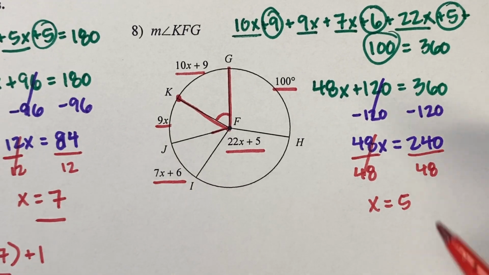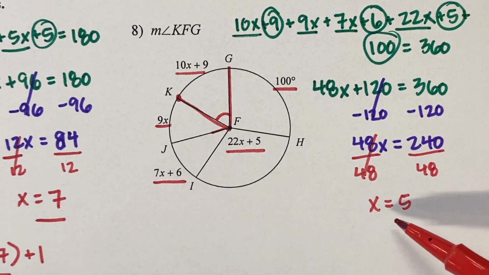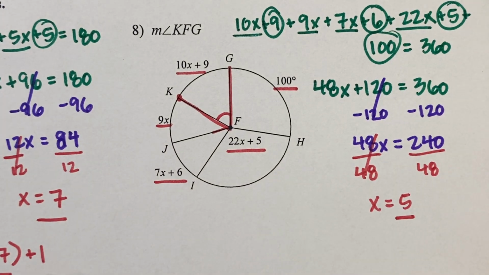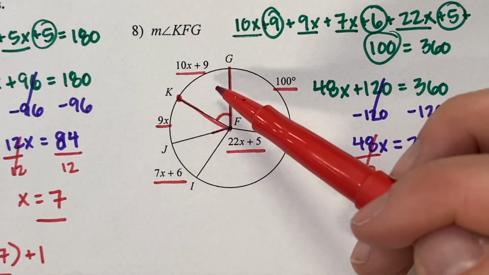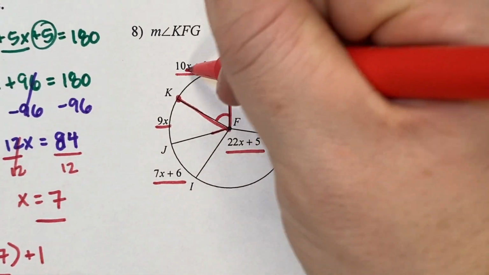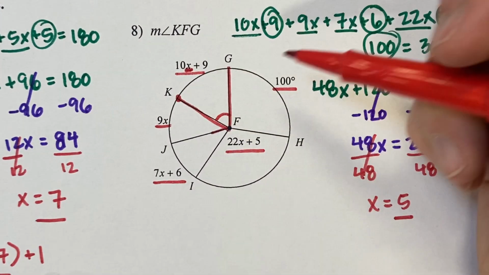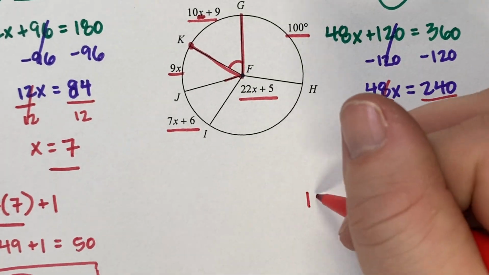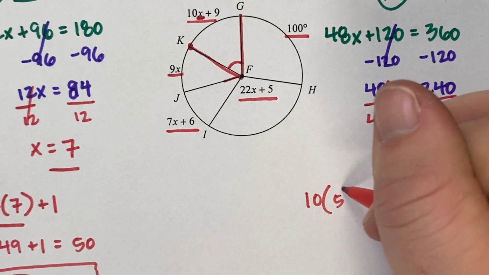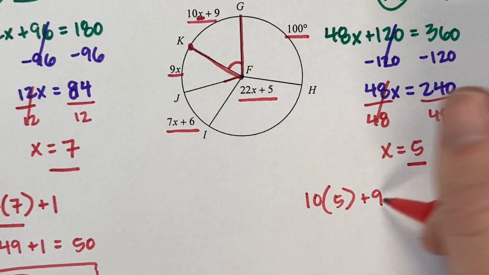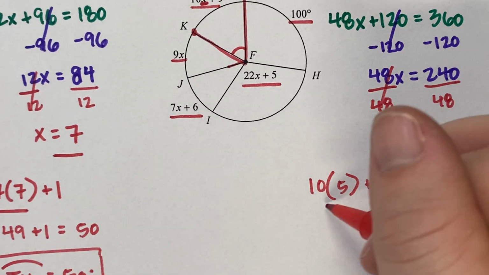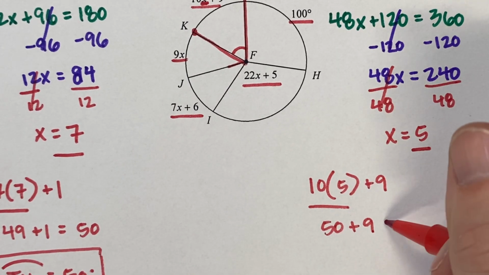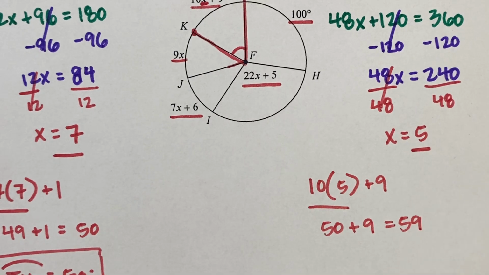Now remember, that's not what we were actually trying to solve for, meaning that's not our final answer. We have to take 5 and plug it in where we need to. Well, there are a lot of x's, but this is the only one that matters, okay? Because that's our angle we're looking for. So we're going to plug it into that x right there. So now we have 10 times x. Now it's 10 times 5 plus 9. Okay, well 10 times 5 is 50. 50 plus 9 is 59.